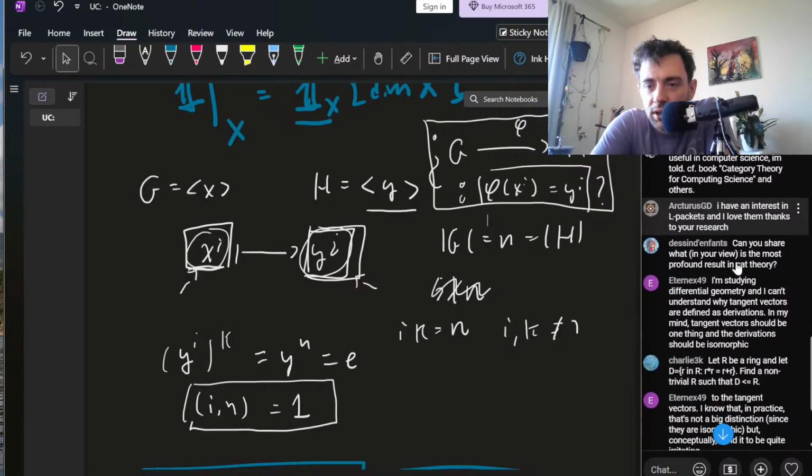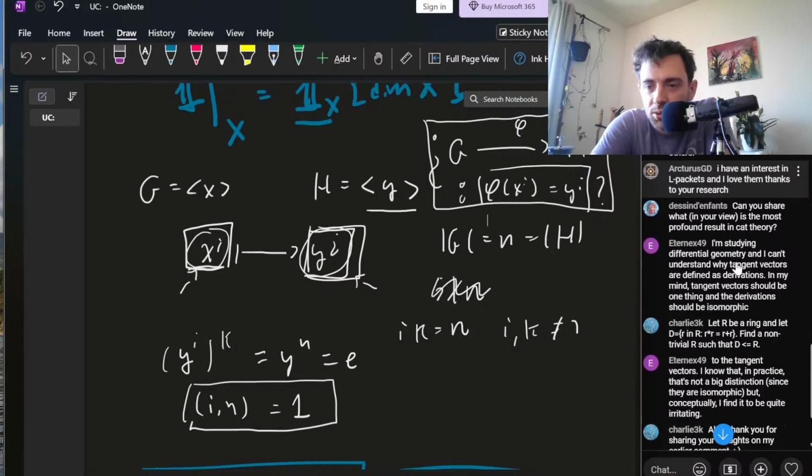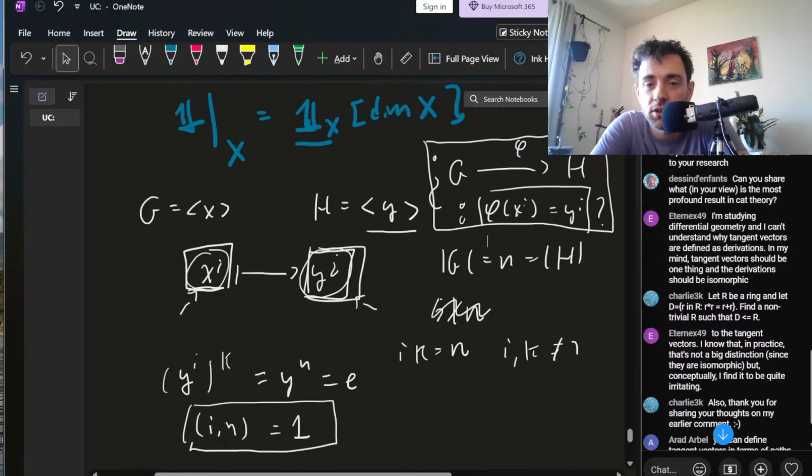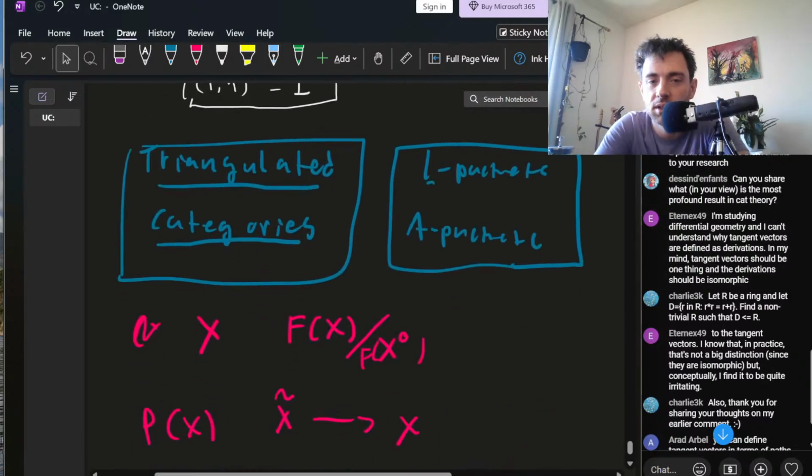You have an interest in L-packets. Well, we'll get to them. Triangulated categories are first. But I'm sorry, Femnol, I promise I'll get there. I'm just making my way through chat. Most profound result in category theory. Let me add that to the list.